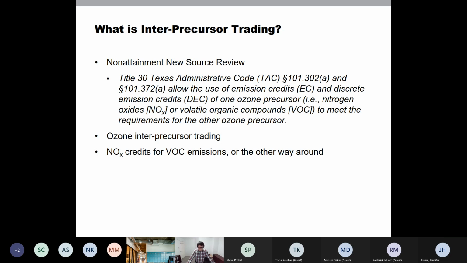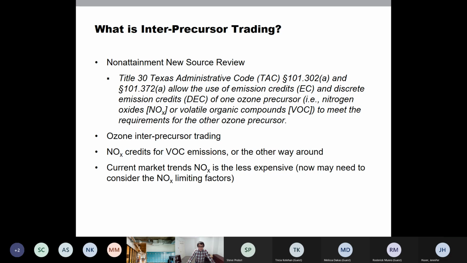In some cases, when we want to build a new site or have a project, we're short of emission credits, and we need to buy emission credits from the market. Even though we were willing to pay, sometimes there was a shortage of credits of VOC or of NOx. In this presentation, we are trying to introduce inter-precursor trading and modeling, so that we allow using NOx credits for VOC emissions or the other way around.